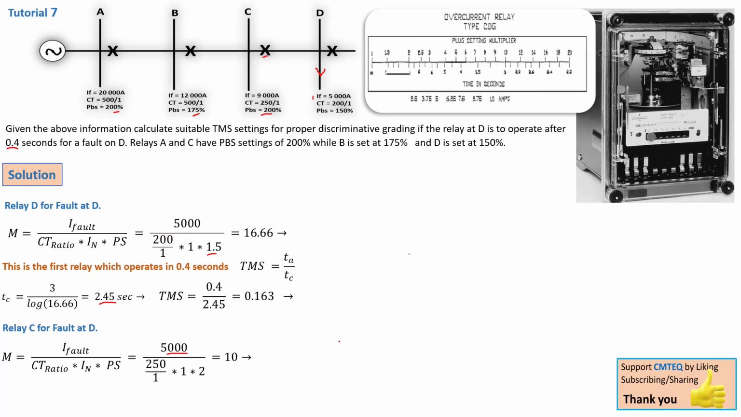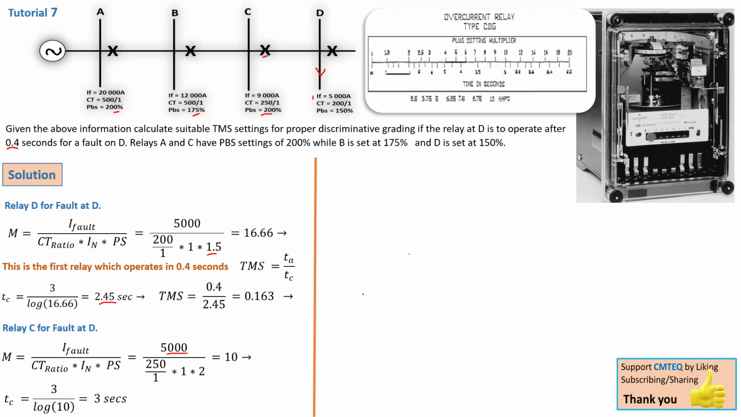We can then go ahead and replace it into the TC formula. So TC is equal to 3 over log of 10, which is equal to 3 seconds. So that's the value of TC. Now we have TC for this relay C for the fault at D.